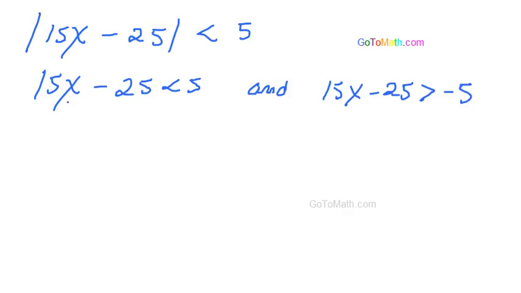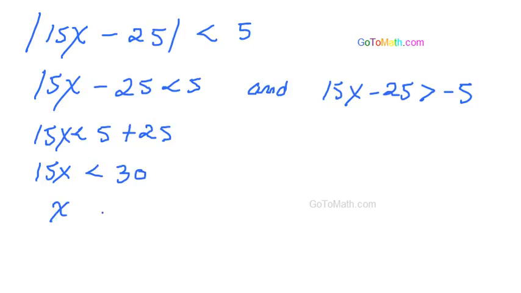Okay, so let's look at this one here first. So we have 15x. Now take the 25 to the other side, so it becomes plus 25. Whoa, I left out the x there. So that becomes 15x is less than 30, right? And so we have x is less than 30 over 15, and of course we want to reduce that down as much as possible, and that looks like x is going to be less than 2.